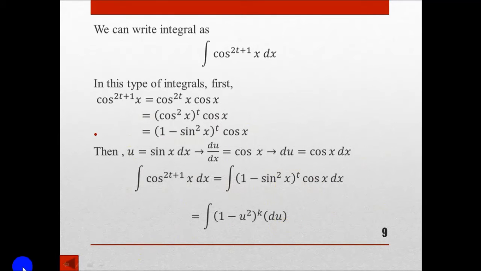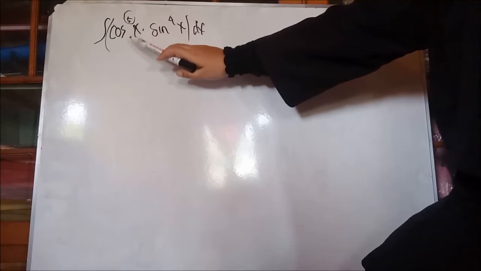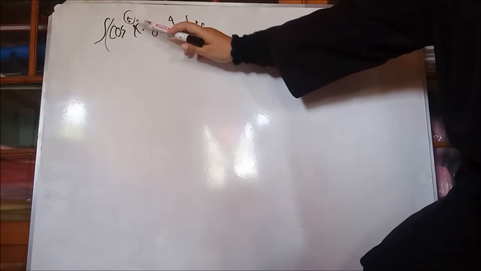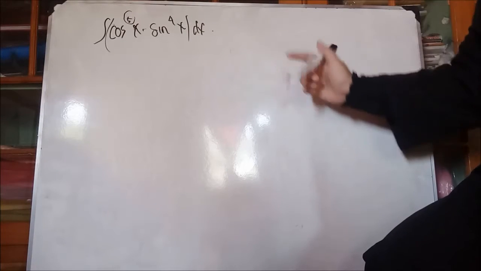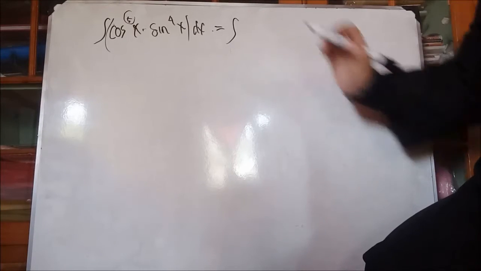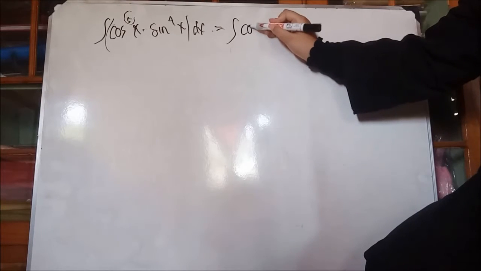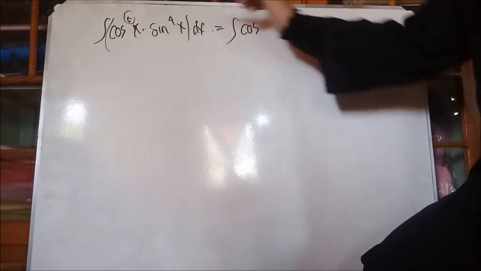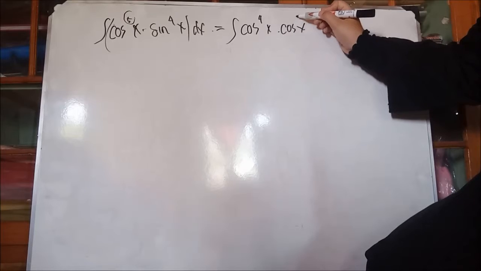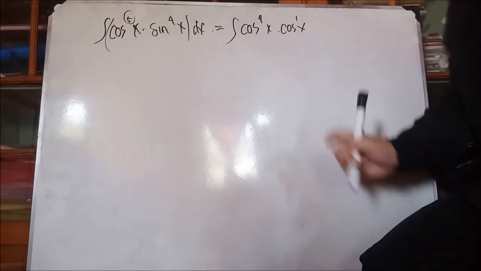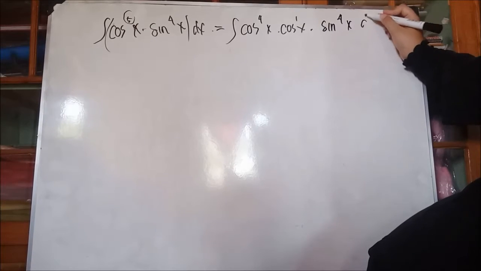So let's see the examples. Here we have cos x with the power of 5. 5 here is the odd number and 4 is the even number. So we can see the result is the integral of cos to the power of 5. It means cos to the power of 4 x times cos x, right? Because 4 plus 1 is still the same as 5. And then times sin to the power of 4 x dx.